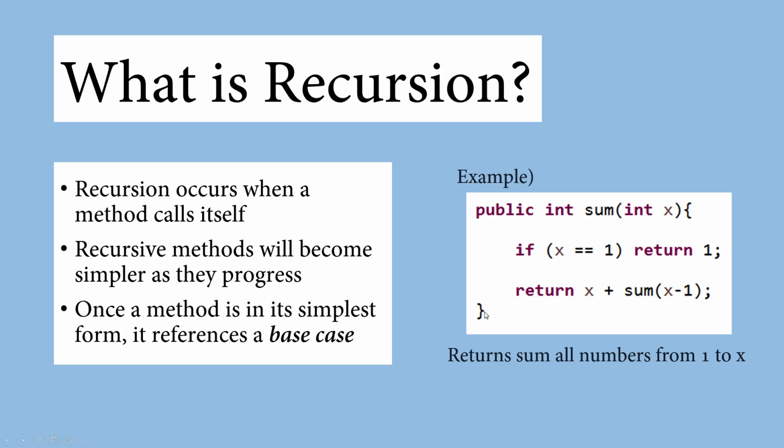Over here we have an example of a recursive method called sum, and it returns the sum of all numbers from 1 to x. So if we did sum of 3, it would return 6 because 1 plus 2 plus 3 is equal to 6. Let's take a look at how these rules apply to this recursive method.